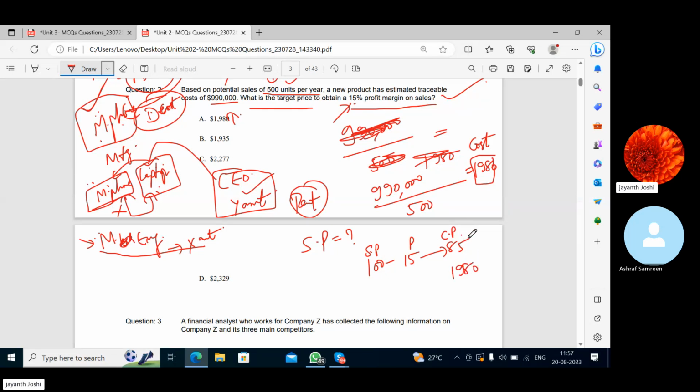For this cost price, what will be the selling price? So 1980 into 100 by 85. Can you tell me what's the answer? When you see the answers, this method they are not following. I'm explaining in a detailed manner so that things will be clear to you. 1980 into 100. Yes, 2329. Yes, this is the answer. Okay, have you made a note of this? Shall we move forward? Yeah.